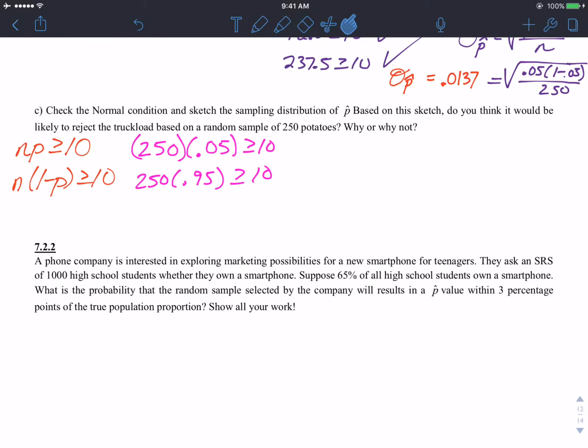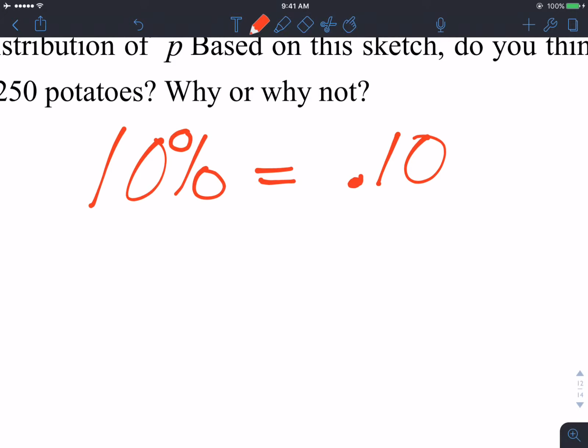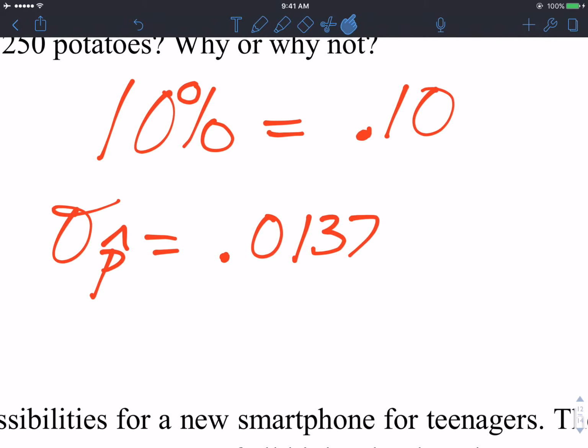Sorry about that. So what they want is how likely is it that you reject this truckload of 250 potatoes? Well, we know that it has to be 10% or more, so that is 0.10. But we also know that our standard deviation from the part above is 0.0137. So that means 10% is very far away from the standard deviation.